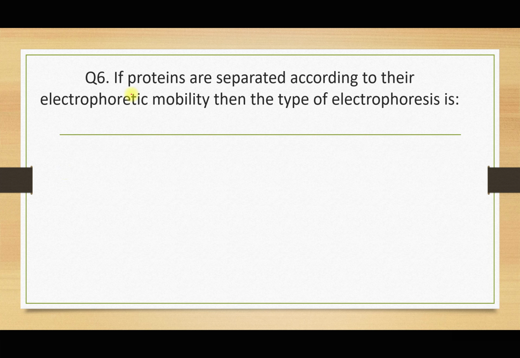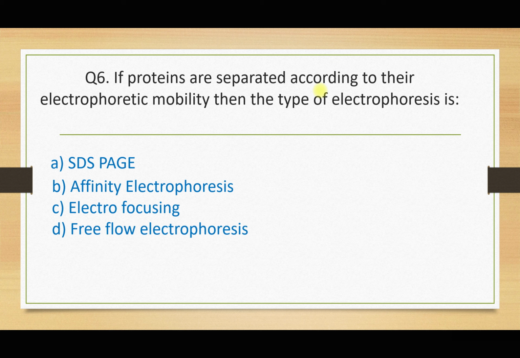Question number 6. If proteins are separated according to their electrophoretic mobility, then the type of electrophoresis is? Another straightforward question. Option A, SDS PAGE. Option B, affinity electrophoresis. C, electrofocusing. D, free flow electrophoresis. The first one is correct. SDS PAGE, sodium dodecyl sulfate PAGE.